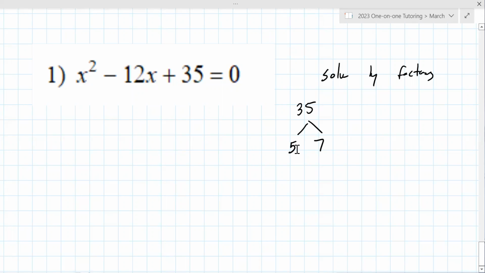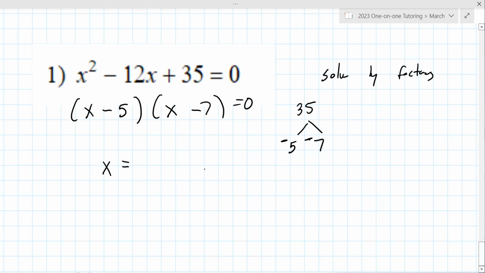What do 5 and 7 add up to? 12. We want -12, so we're really close. So negative 5 and -7. Very good. X minus 5, X minus 7 equals 0. What are the final answers? So we have x equals positive 5, x equals positive 7. Boom, you got it. All right, well done.